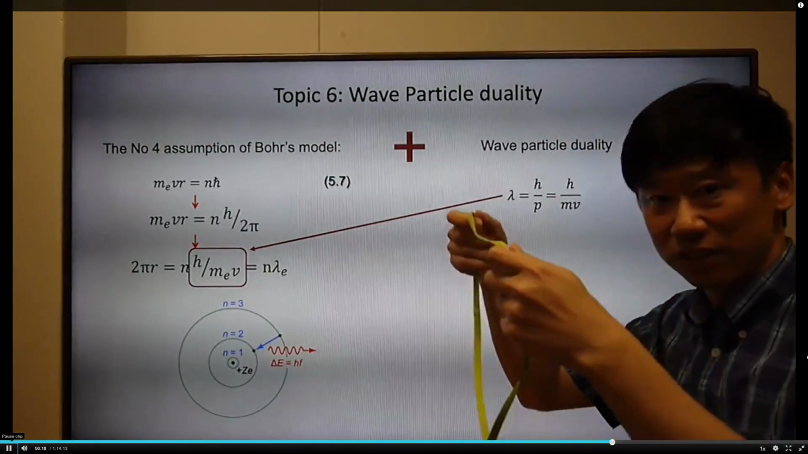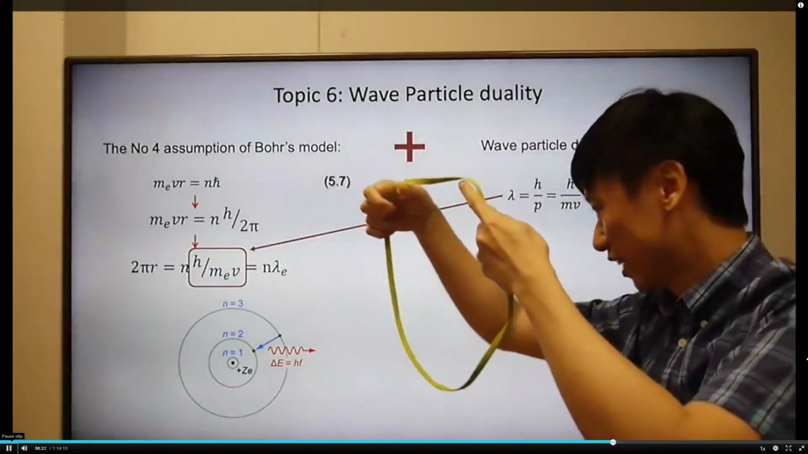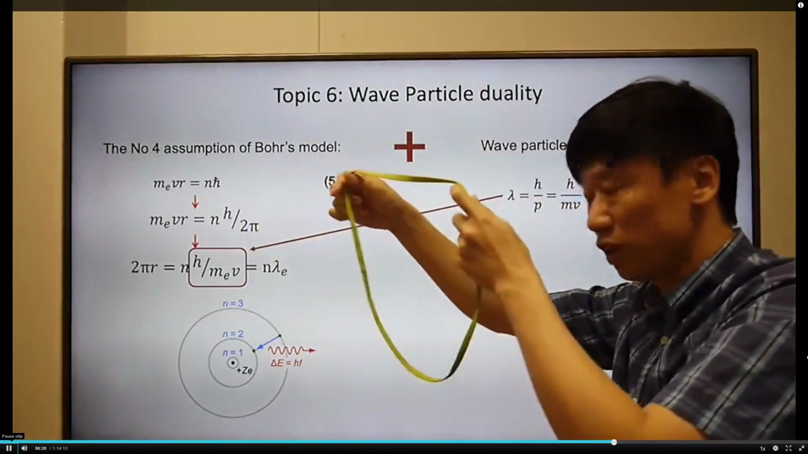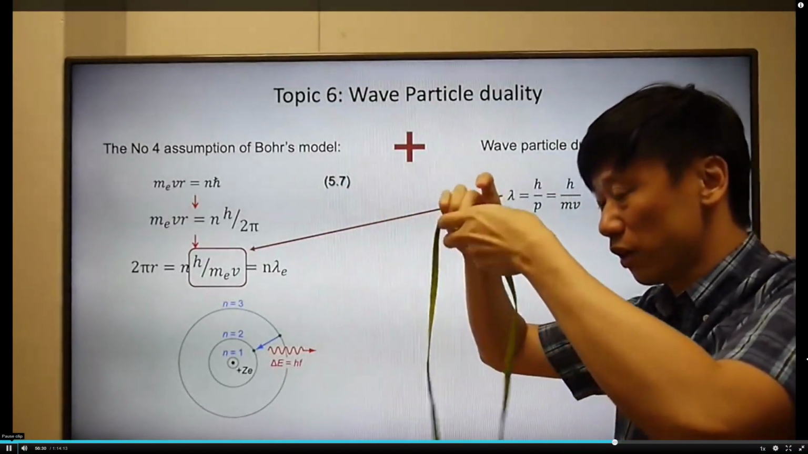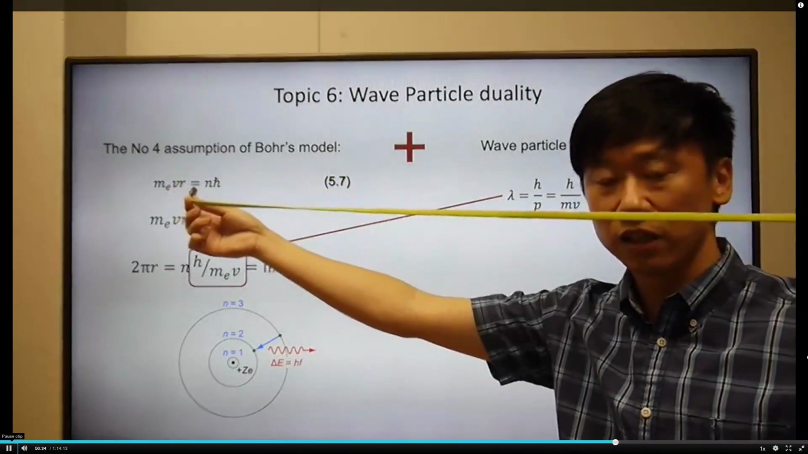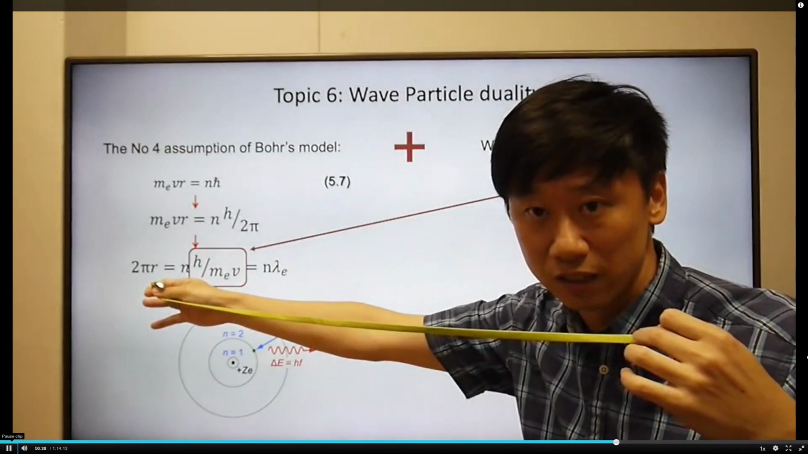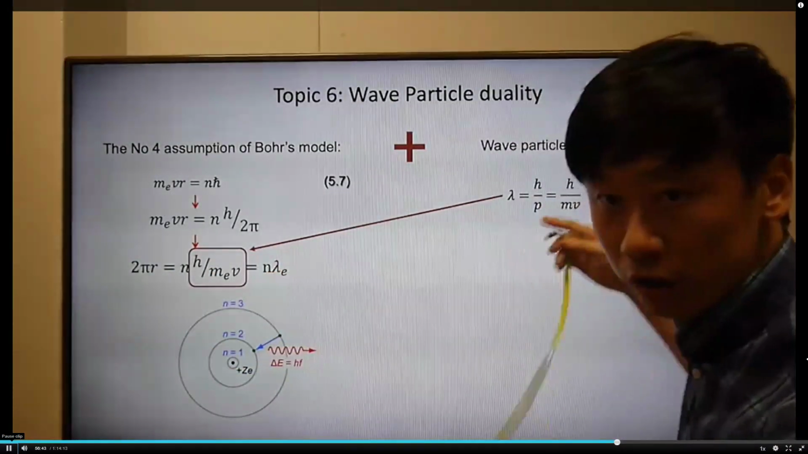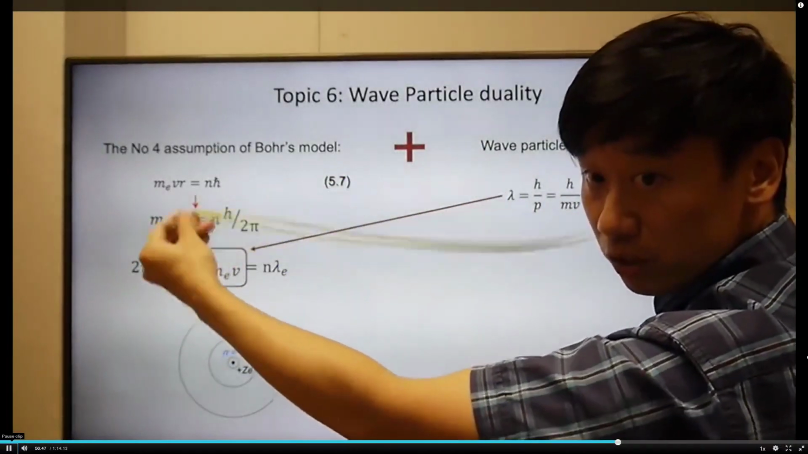So that means, let's imagine this is the circle. I know it doesn't look like a circle, but yes, this is okay. This is the orbit of the electron. Then, if you cut it, the length of this string is going to be 2 pi r. Then, if n is 1, this string has a single mode of vibration like this.